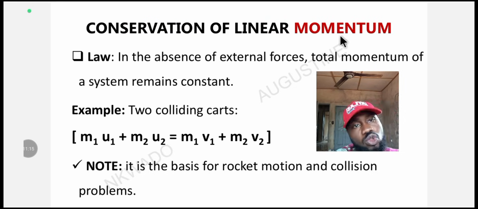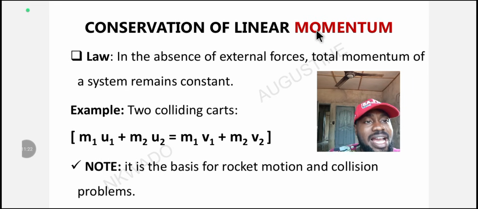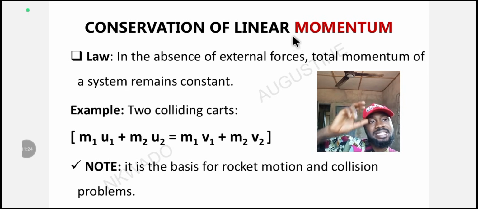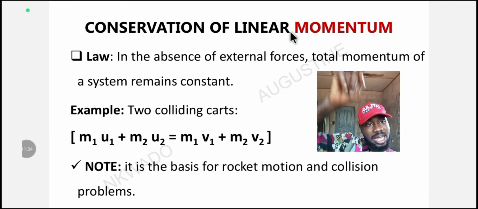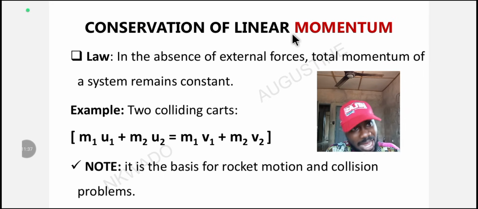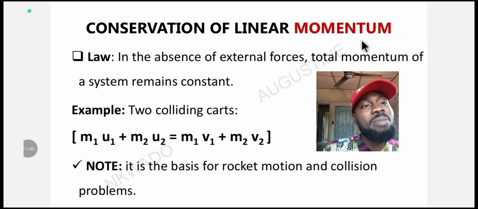Conservation of linear momentum. What is linear momentum? Linear momentum is momentum in a straight line. I already told you before that anywhere you see linear, it means line, a straight line. So it is a momentum in a straight line.